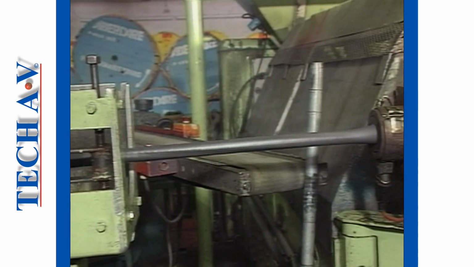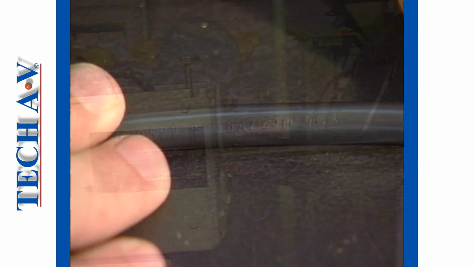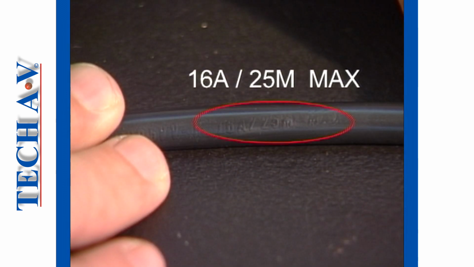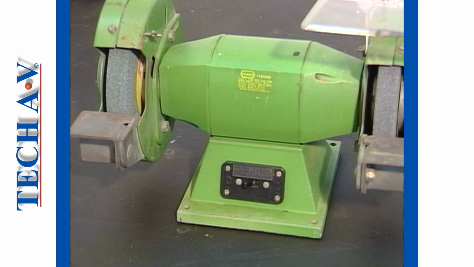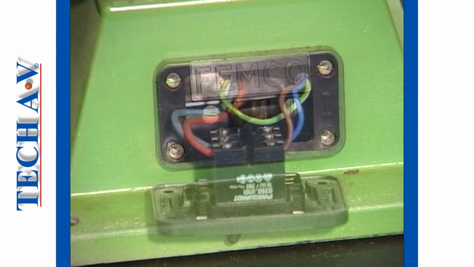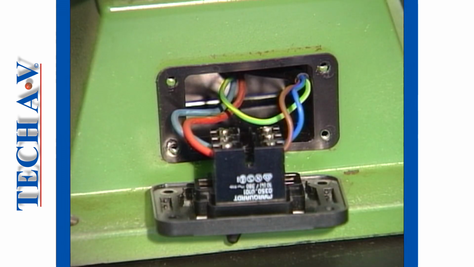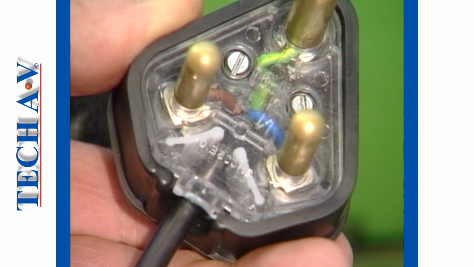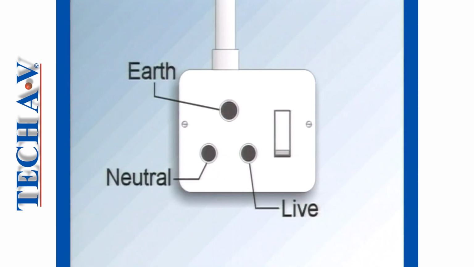On the sheath, you should also find information about the cable. For example, here we see that the cable is rated to carry a maximum electrical load of 16 amps over a maximum distance of 25 meters. The reason for color-coding the conductor insulation is so that we can connect an appliance or a plug top according to the pin notation of the wall socket. This is an important point, and we need to explain it in detail.